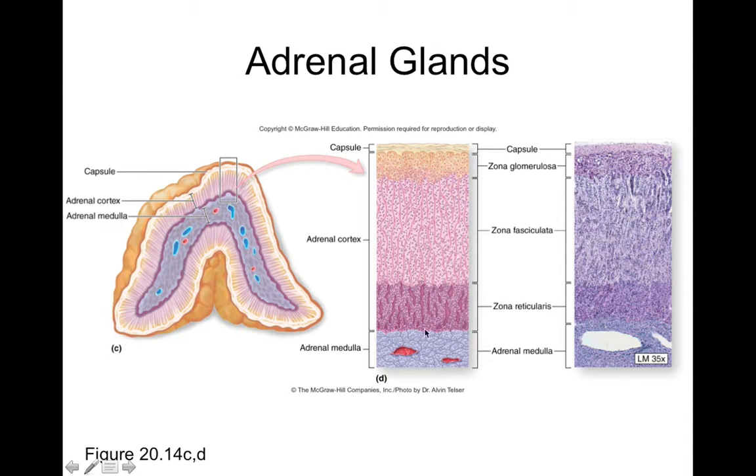Now the adrenal medulla here is full of a specialized type of cell called chromaffin cells that make and secrete epinephrine and norepinephrine, which are part of the sympathetic nervous system.